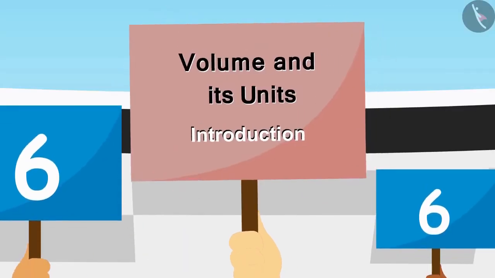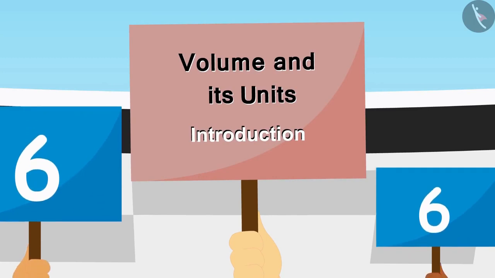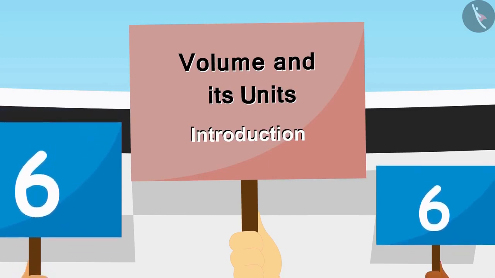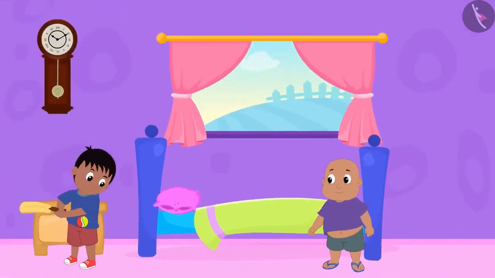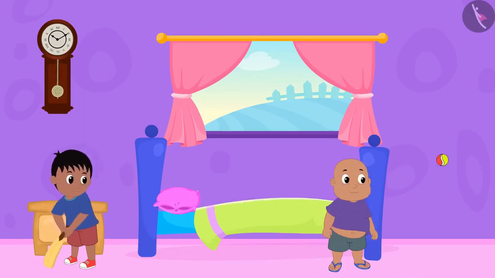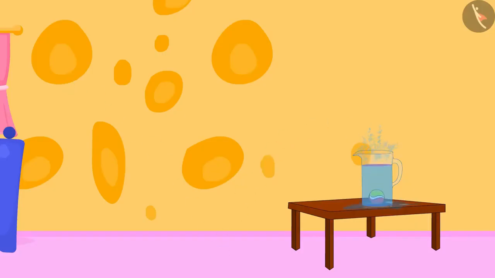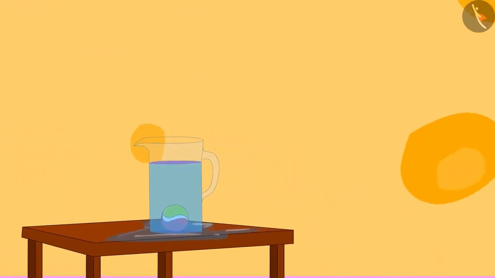Hello kids, in this video we will learn about volume and its units. Raju and Bablu are playing cricket at Raju's house. Raju swung his bat and the ball went straight and fell into a jug which was completely filled.